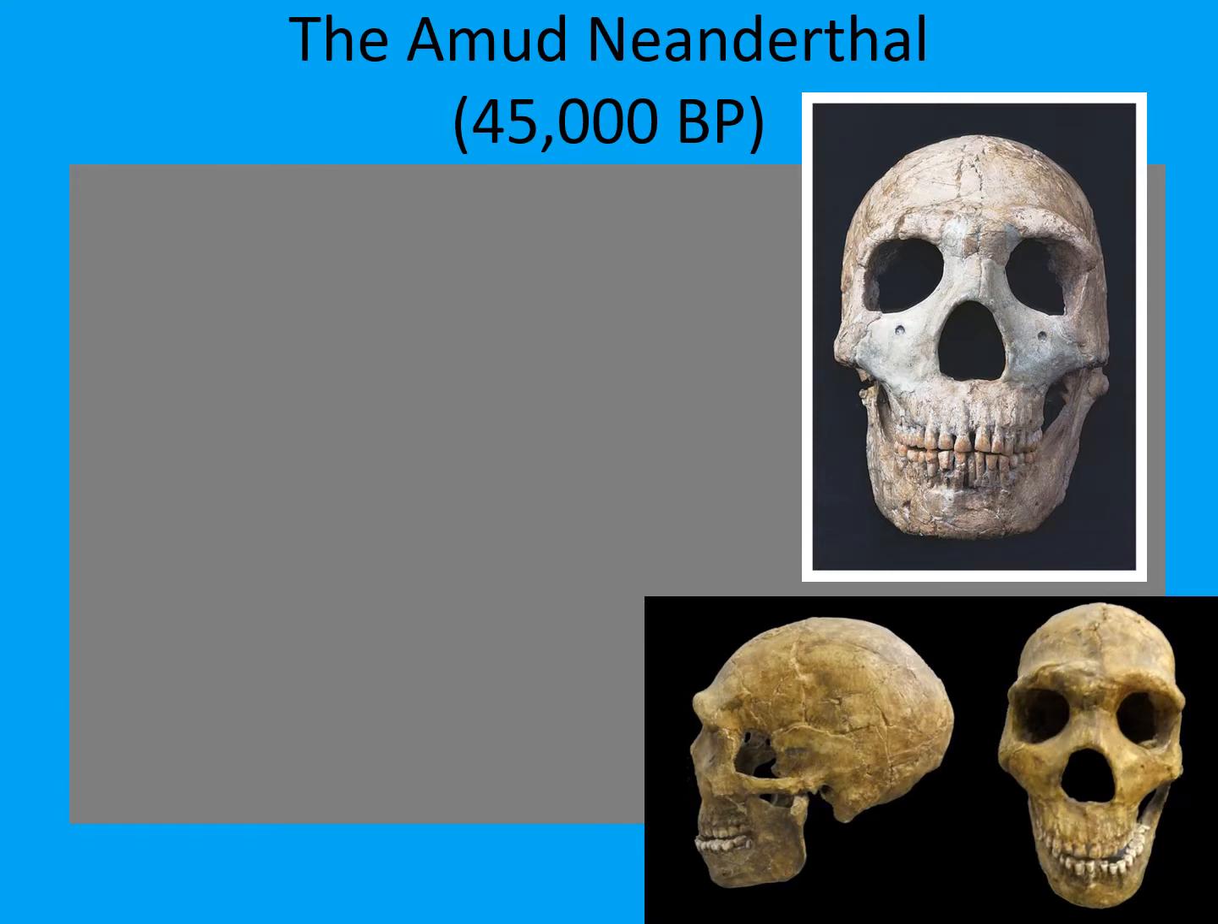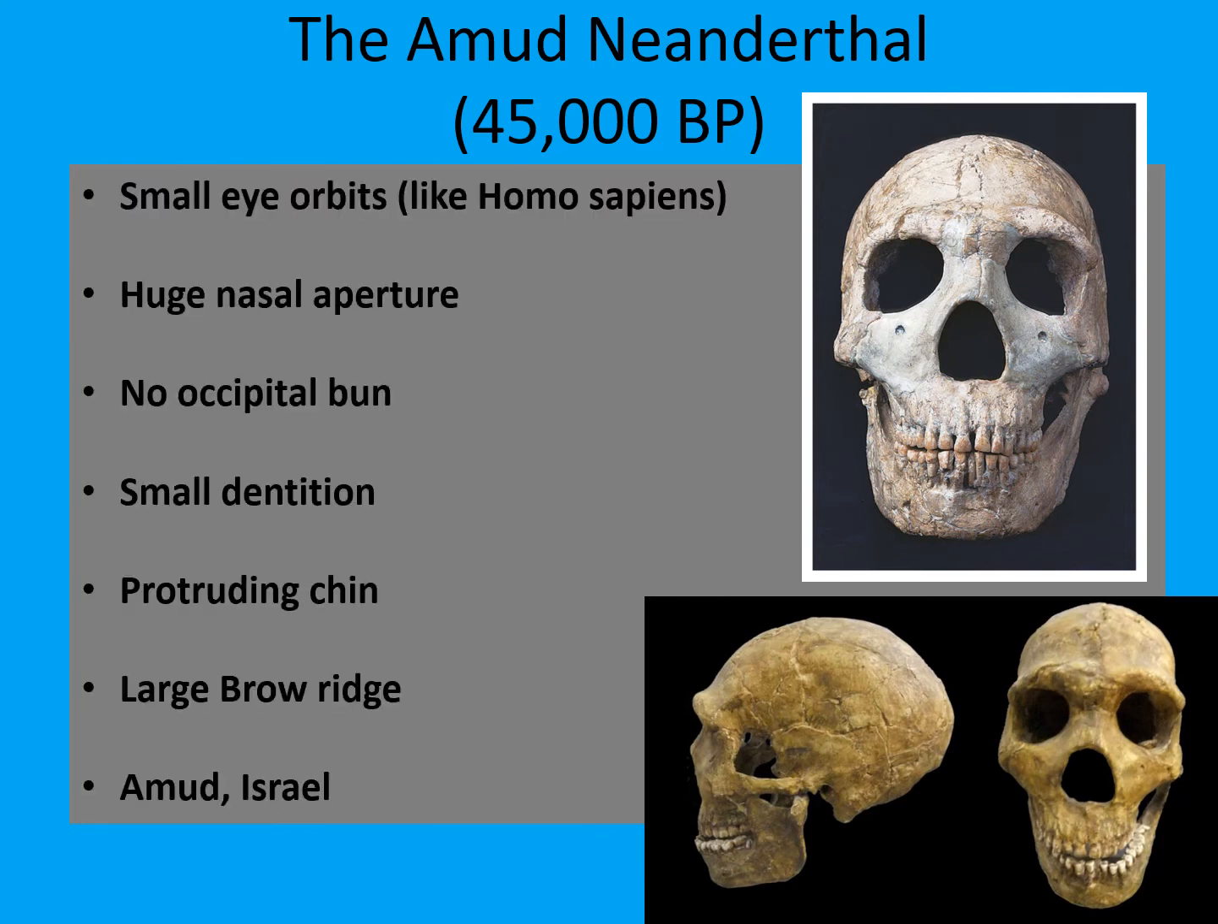So if we look at some features of the Amud Neanderthal, which dates to around 45,000 BP, this is another site in the Middle East. They have small eye orbits, much similar to that of a Homo sapien, but a very large nasal aperture, which is similar to a Neanderthal. No occipital bun, which is more Homo sapien. Small dentition, Homo sapien. Protruding chin, Homo sapien. Large brow ridge, more of a Neanderthal feature, right? And this comes from Amud, Israel.